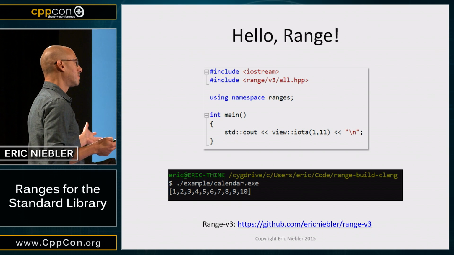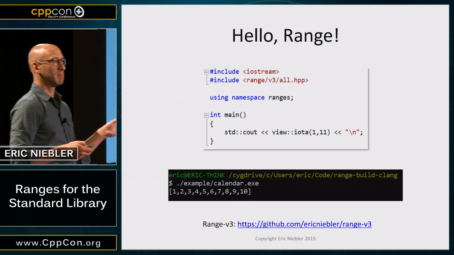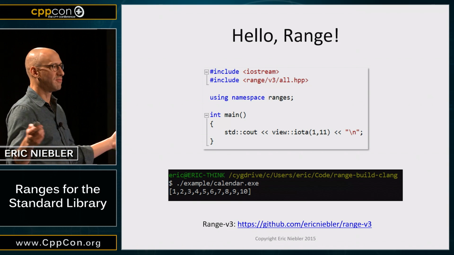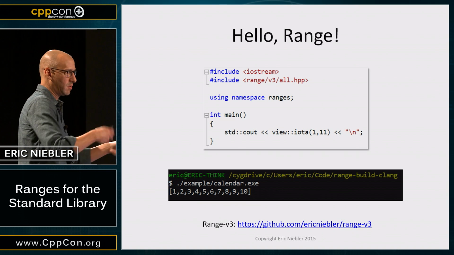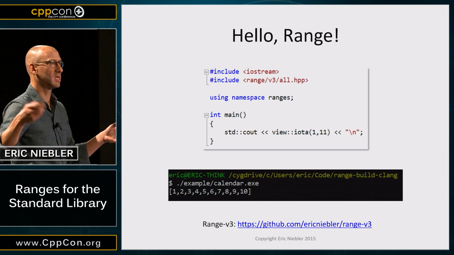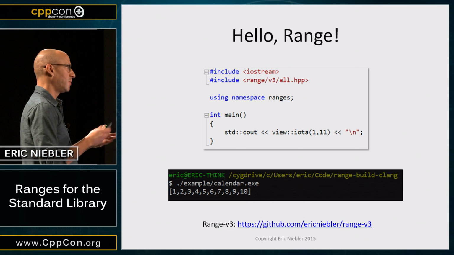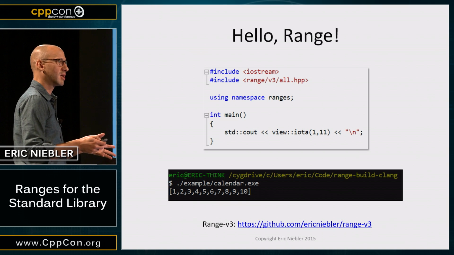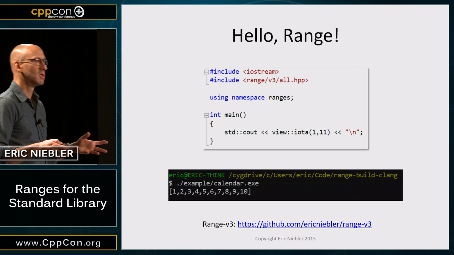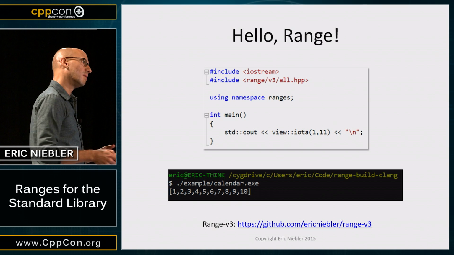Now a range like view iota is going to be lazy. It doesn't actually return a vector containing all those integers. It's just going to spew out the next integer one at a time, and it's going to be lightweight, lazy, on-demand computation. That's the model for views, on-demand computation.